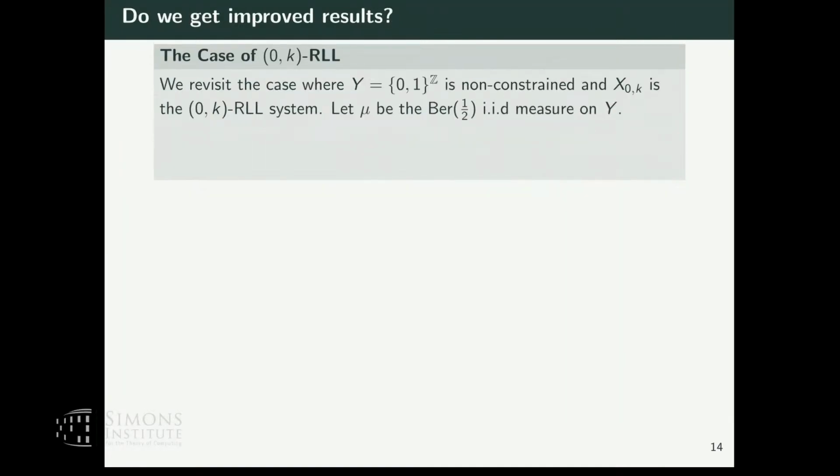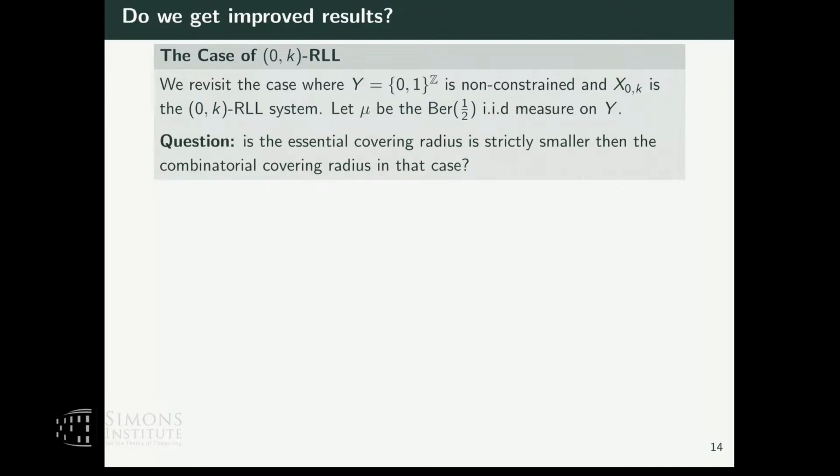So going back to the 0k RLL system, we will take y to be the entire space. We will take x to be the 0k constraint system, 0k RLL, and we'll take mu to be the uniform IID measure on y, just like I mentioned before. And the question is, did we gain something from this? By allowing this epsilonic leeway, do we gain something in the covering radius? Namely, we would like the covering radius to be smaller.